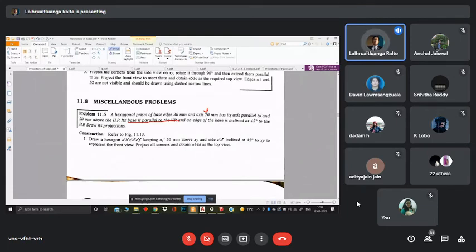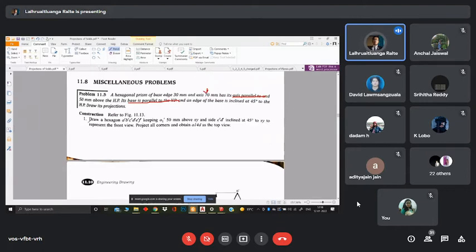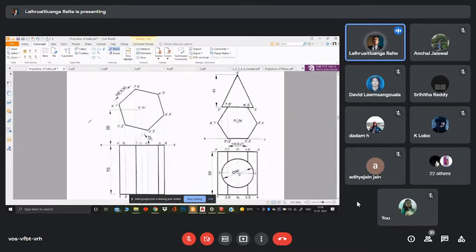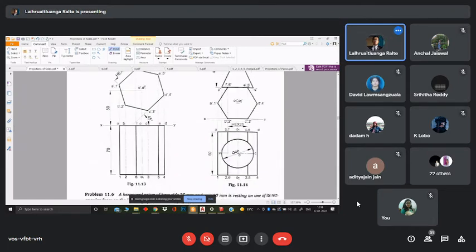All right, here now it is telling us specifically about the axis. The axis is parallel to and 50 mm above the HP. So our drawing has to be in such a way that our axis point, from this center point to our XY line, is going to be 50 mm. So what you can do is, start from the XY line, project the 50 mm point and start drawing your hexagon.